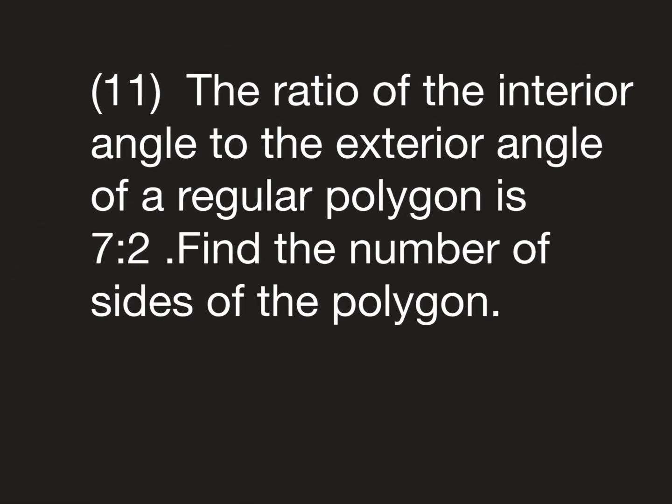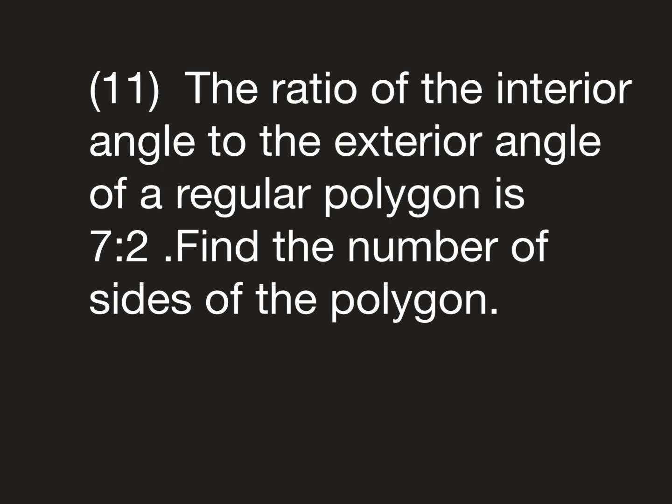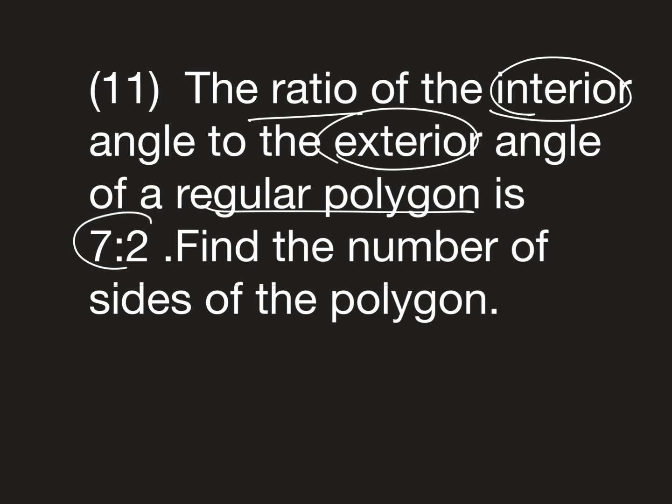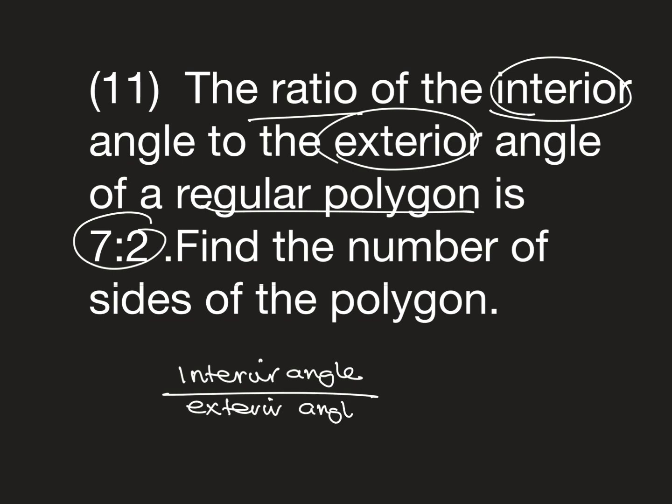All right, we have a word problem here that says the ratio of the interior angle to the exterior angle of a regular polygon is 7:2. Okay, so what does that mean? It means that if you divide the interior angle, that is each interior angle, by each exterior angle, the ratio is 7/2. That's what it means. So find the number of sides of the polygon.